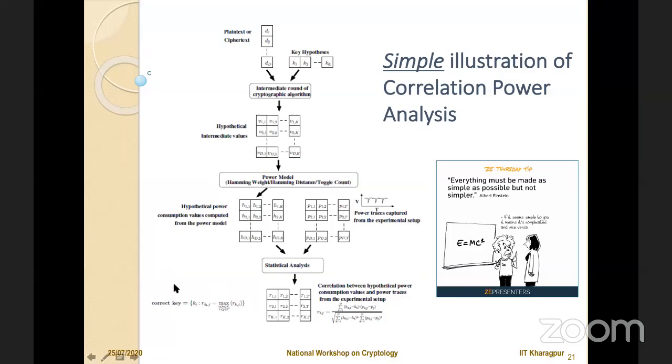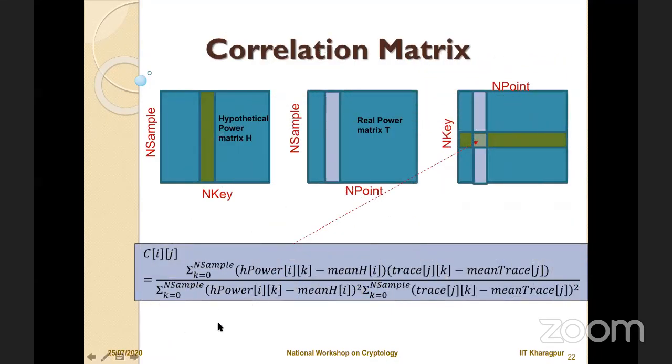So this is, I would say, a high level description of how a CPA, or correlation power attack, works. And this is some more detail, but essentially the same idea. You can see that this is your hypothetical power matrix, and this is the real power matrix. You take two columns here and correlate them, and that's the correlation value which you note in your correlation matrix.